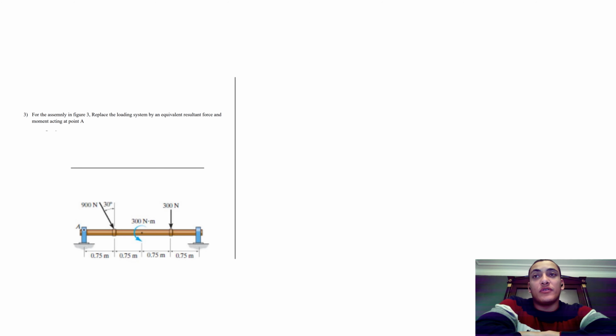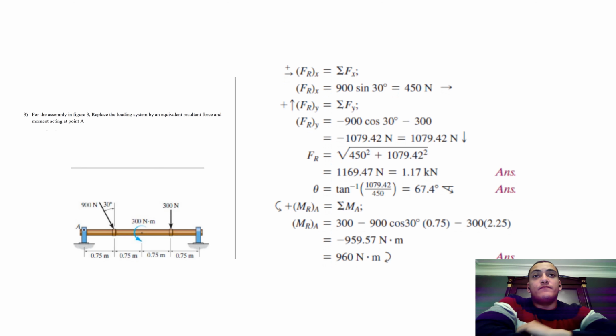So as you can see here, the drawing and the distance provided at each point, and the moment is actually given to us at 300 Newton meter. And we're supposed to replace the loading system by an equivalent resultant force and moment acting at point A. So this has multiple steps.